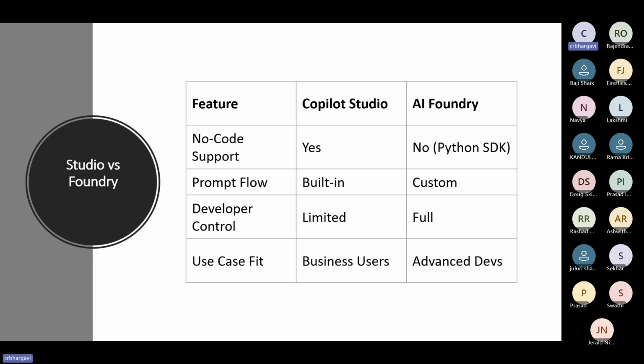Inside the AI Foundry, when you want some kind of RAG, or when you want some kind of multi-agent or multi-model development, then AI Foundry plays a major role. So that's where the whole difference between Copilot Studio and AI Foundry lies.